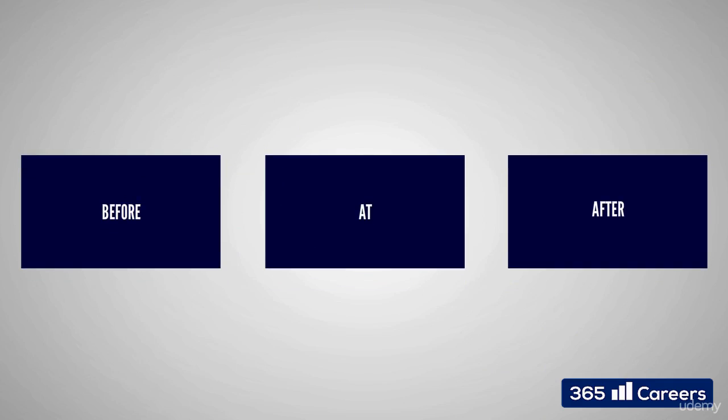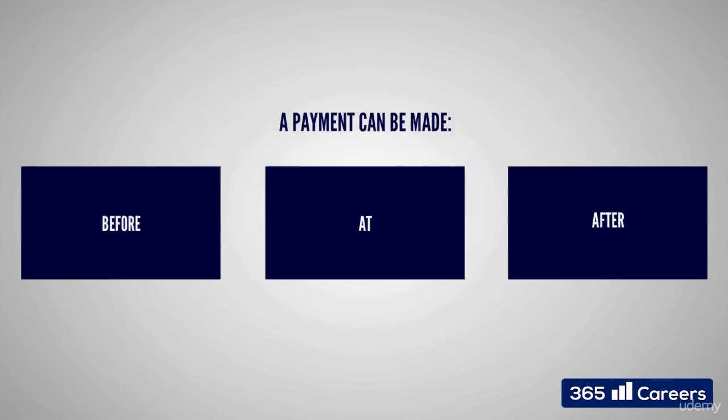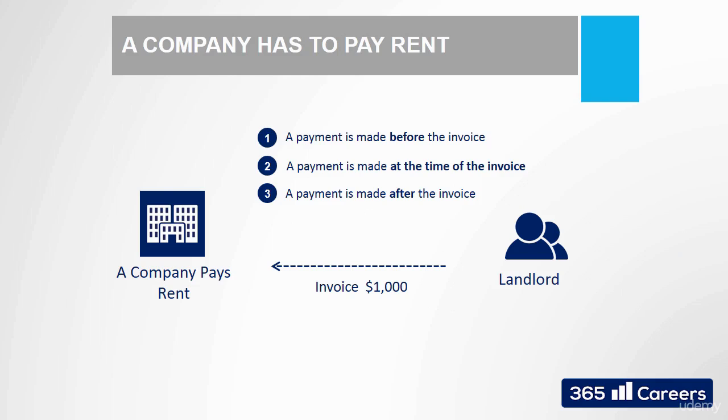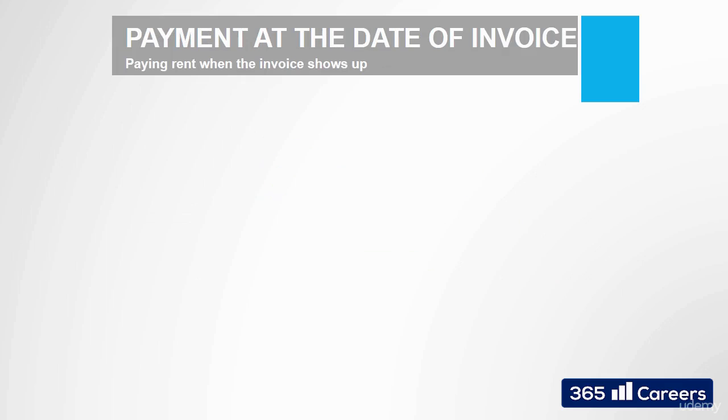Similar to what we saw for revenues, cash can go out at, before, or after we recognize an expense. Let's consider the following example. The firm that sells office equipment pays $1,000 for rent. We'll need to draw 3 T accounts: cash, rent, and trade payables.